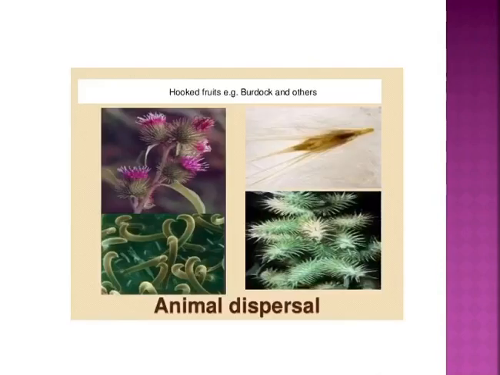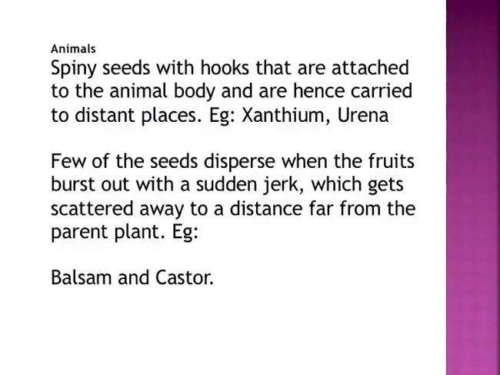Next is animal dispersal. How do animals help in dispersal? Dispersal by animals is common in fruits and seeds which have spiny structures with hooks. These spiny seeds with hooks stick to the bodies of animals, and when the animals go to different places, the seeds and fruits get carried away to different places and then fall to the ground.